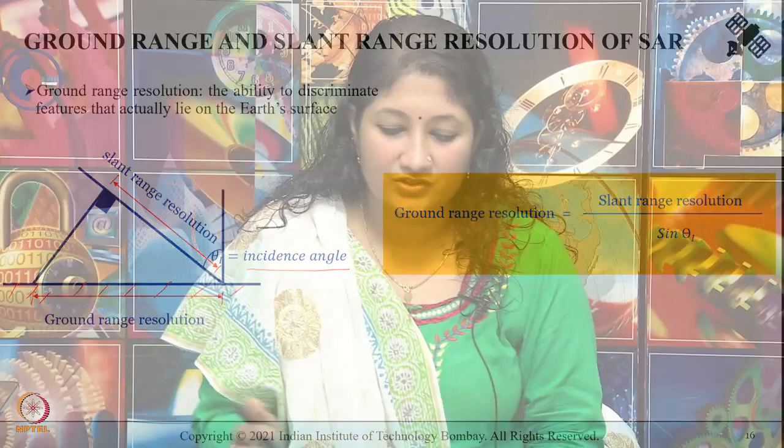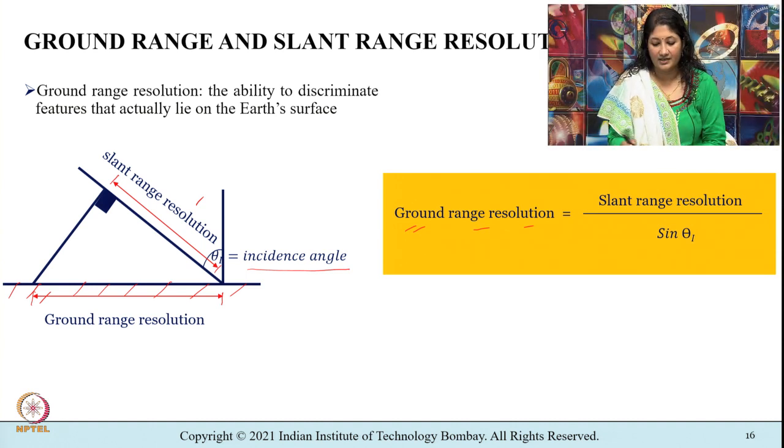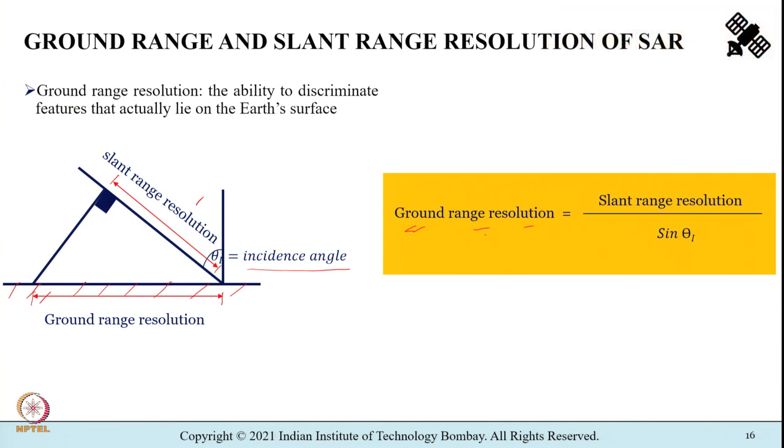All right. So, given here is the expression for ground range resolution. What you see here is nothing but slant range resolution divided by sine theta I. Theta I is the incidence angle, and just remember this diagram so that you understand how to calculate ground range resolution. So now we have understood range resolution, what ground range resolution is, and what slant range resolution is.